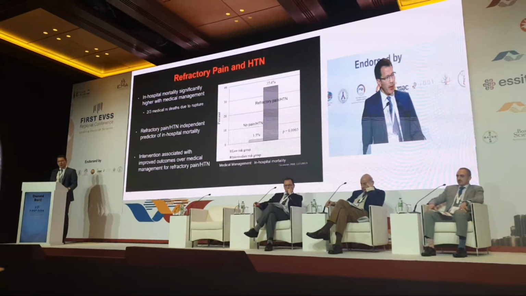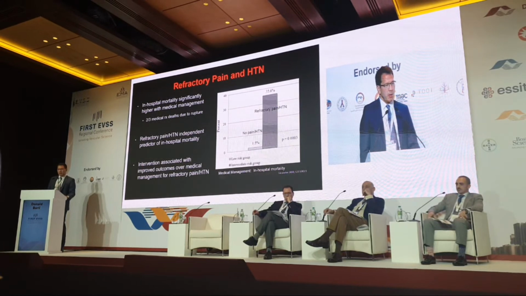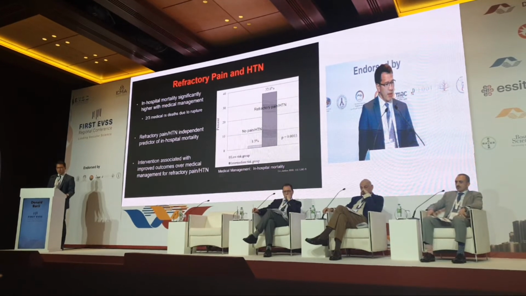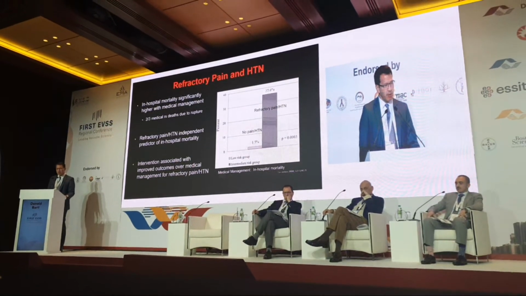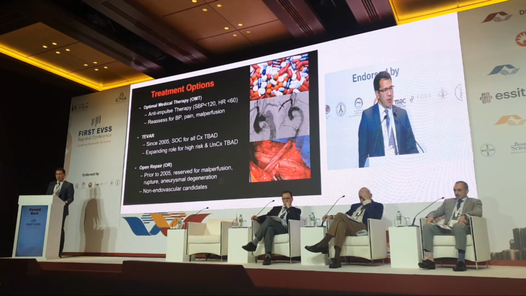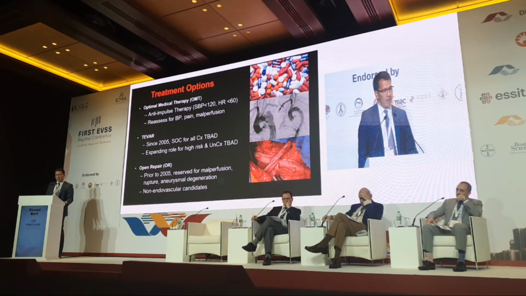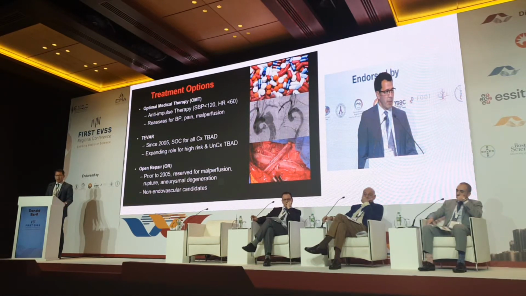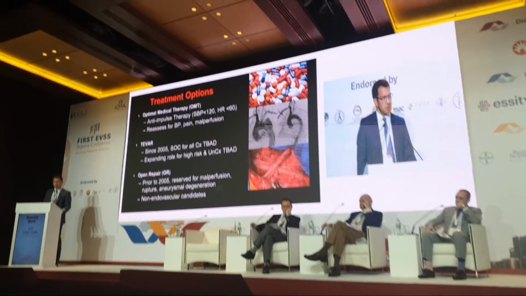So refractory pain and hypertension, this is pretty old data, but if you look, this patient population has significantly higher in-hospital mortality, and I think it's something that's pushing us to intervene in these patients sooner than we had in the past. As I mentioned, treatment options, medical therapy really based on anti-impulse therapy. TEVAR has really become the standard of care for all complicated type B dissection since it was first initiated in 2005. Really an expanding role for these high risk and uncomplicated patients. And then open repair is becoming more and more rare, especially with the newer devices.